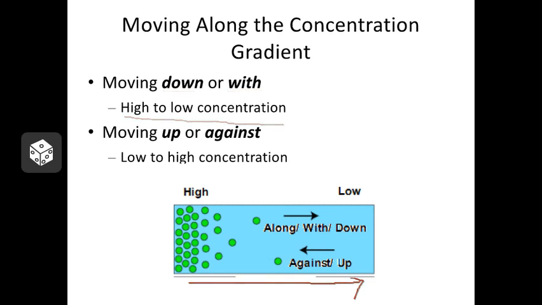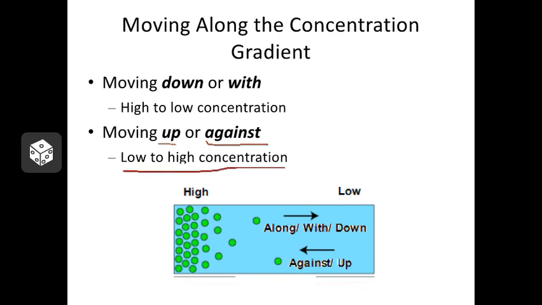On the other hand, if we have a molecule that's moving up or against the gradient, that means it's moving in the opposite direction, from low to high concentration. So for instance, if we have this little molecule over here and it's moving from an area of low concentration and getting more crowded to an area of high concentration, we would say it is moving up or against the concentration gradient.